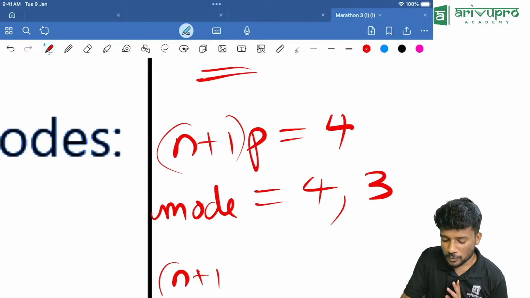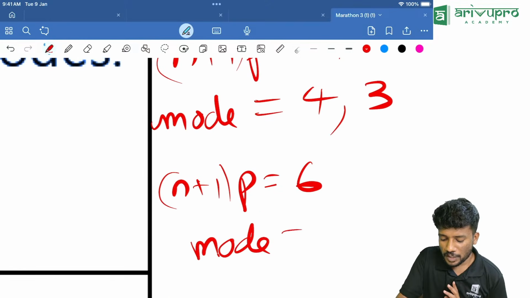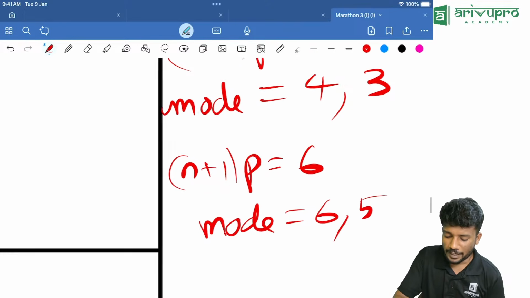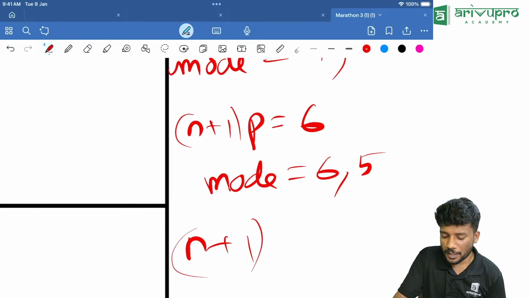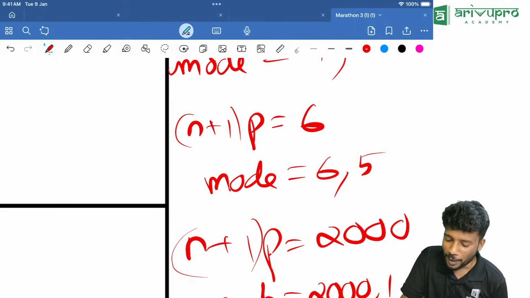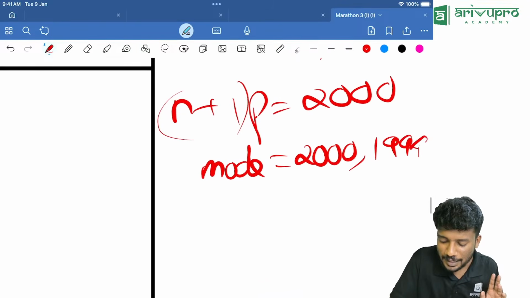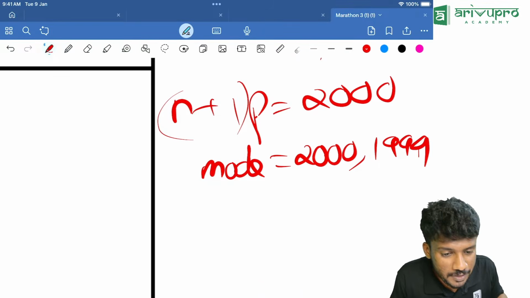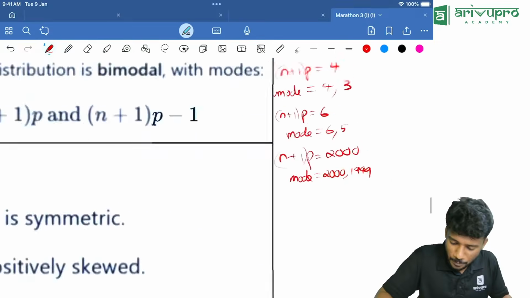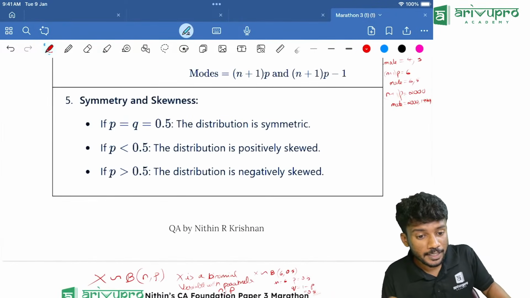If (n plus 1) into p is equal to 6, what is the mode? Mode is nothing but 6, 5. If (n plus 1) into p is equal to 2000, how much is the mode? The mode is nothing but 2000, 1999. I'm just taking it as an example to make you understand. I think you understood. Yes, every chapter we will do. Yes, every chapter we will be doing.